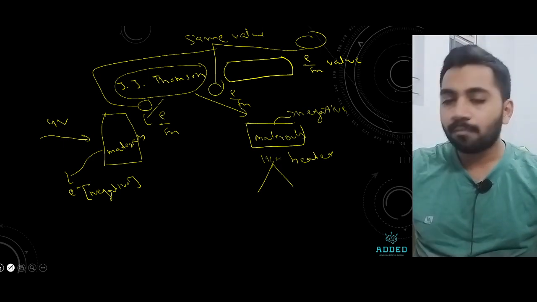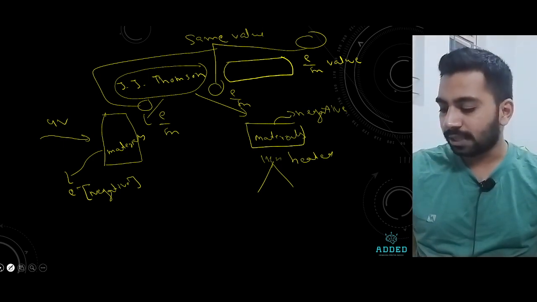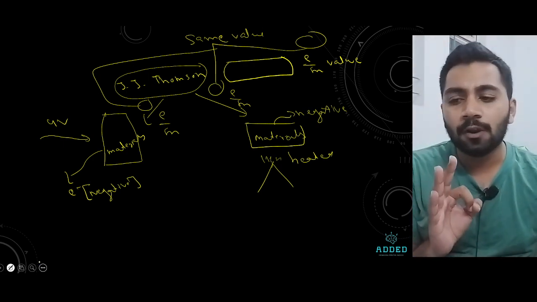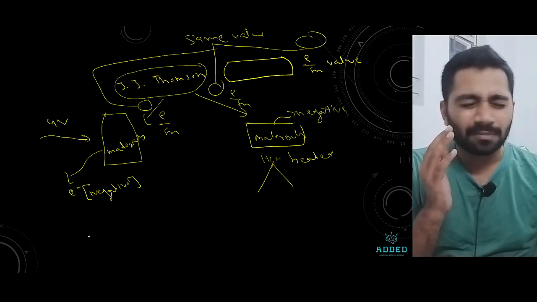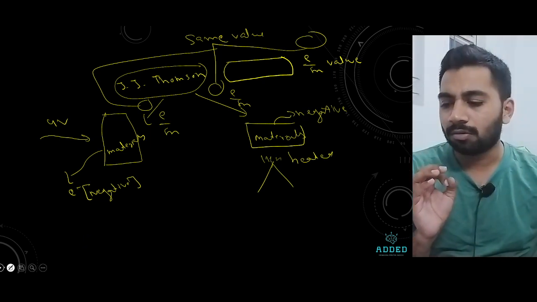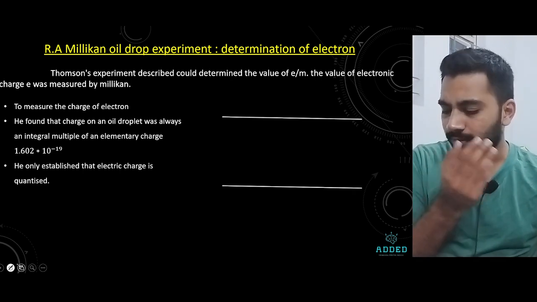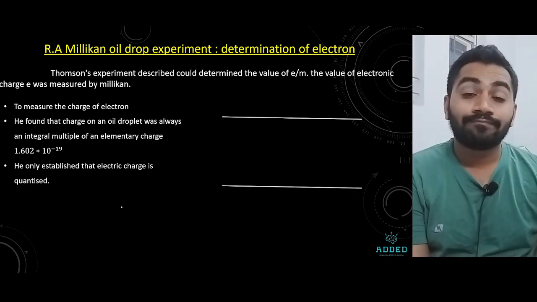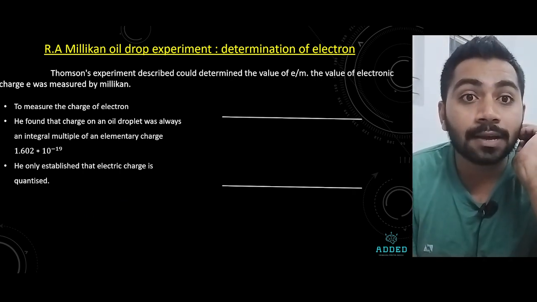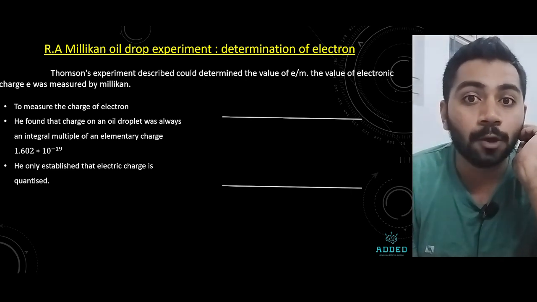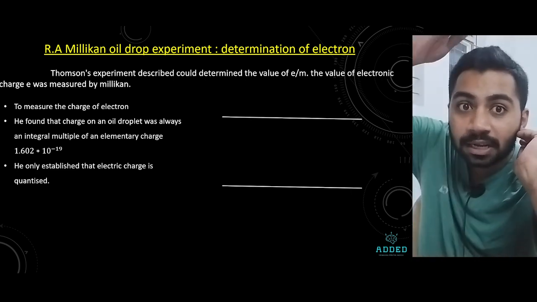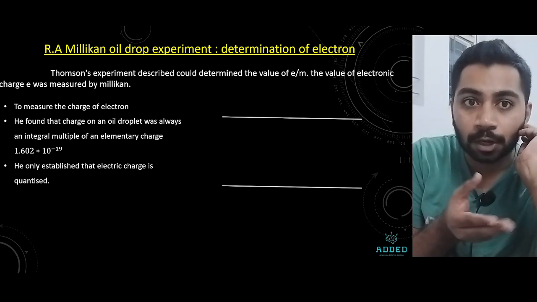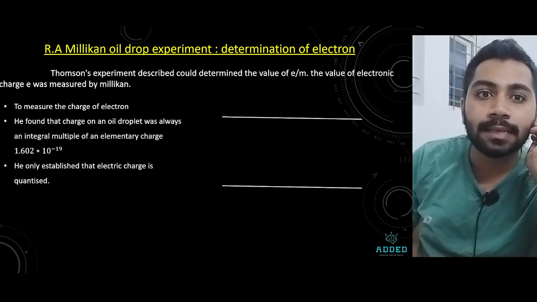Now, basically, let us tell you some e by m values of the electron and proton. Next thing we will see. Just now I said he did not know the charge value, so he did that much hard work. But we know the charge value. That charge value was found by this A.R. Rahman.